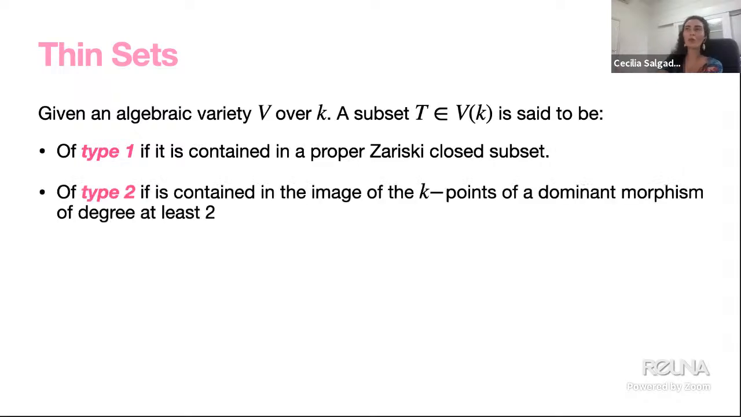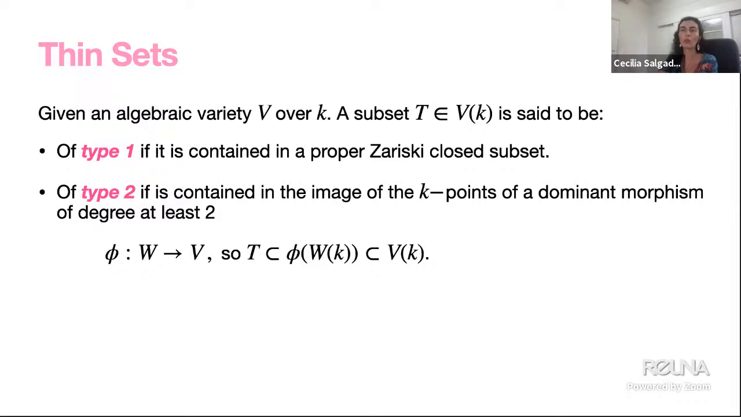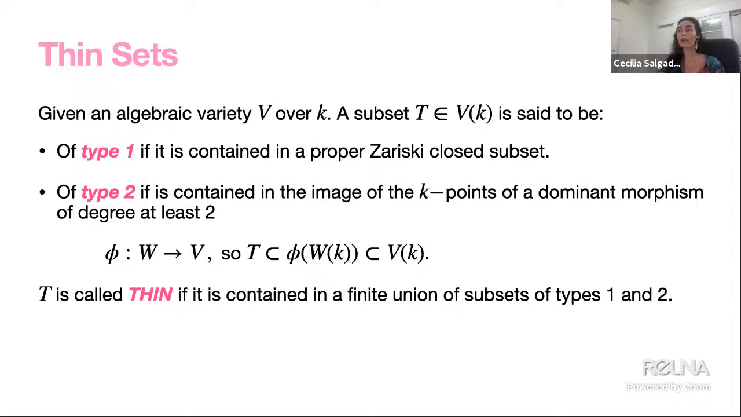And it's said to be of type two if it's contained in the image of the K points of a dominant morphism of degree at least two. So W here can be taken to have the same dimension as V. And this is stronger, right? This is giving you a lot more. You could have that your points are not of type one, but that they are of type two. So they are not contained in the image of some dominant morphism of degree two or more. And a set will be called thin if it's contained in a finite union of subsets of those two types, okay?